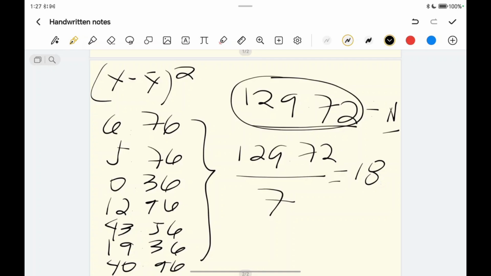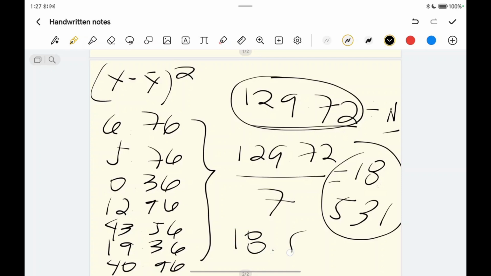Let me write the decimal point below since the space is not enough. 18.531. There you go. But since we're required to turn this into its nearest tenth, it goes like this: 18.5. So that is now our variance, population variance to be exact.